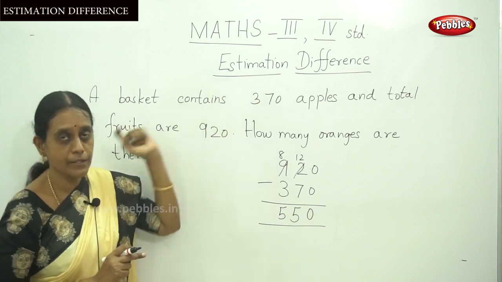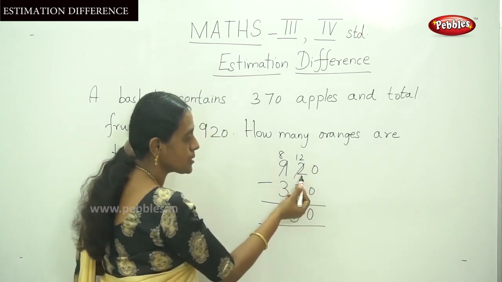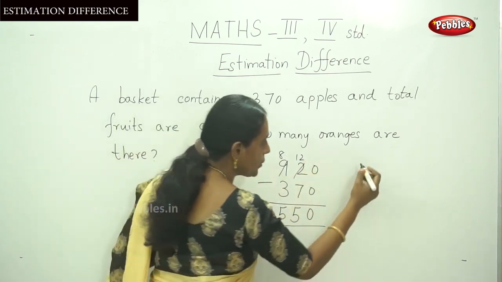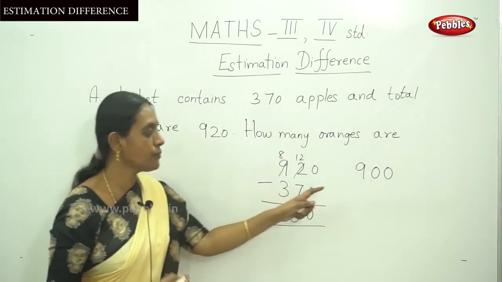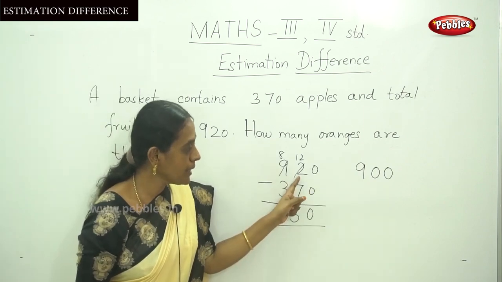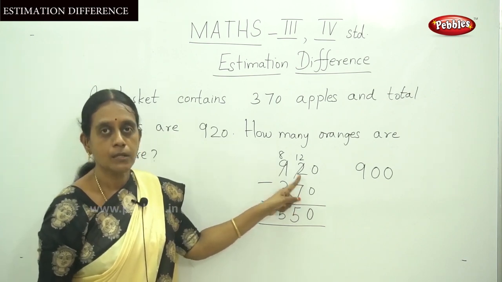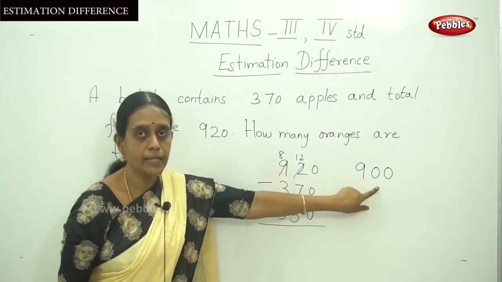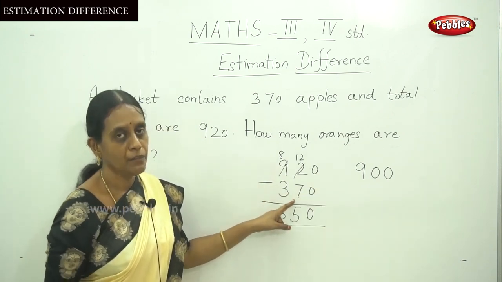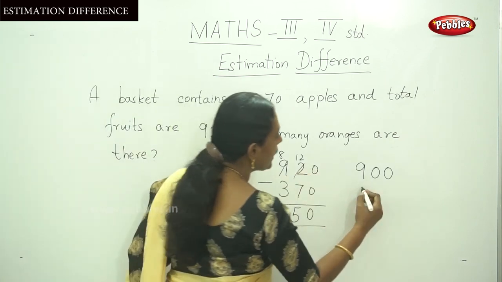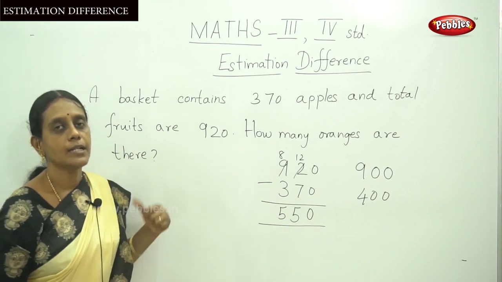But for the estimation difference, you have to round off these numbers. For 920, the tens place number is 2, which is less than 5, so you can write 900, rounded off to the nearest 100. And for 370, 7 is more than 5, so you can write 400. This is the estimation amount, as we did in our addition topic also.